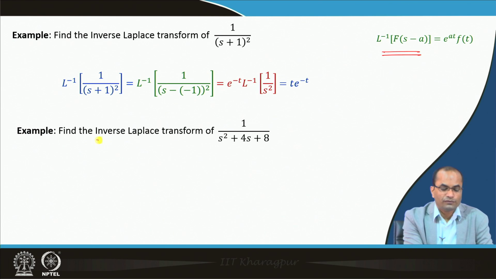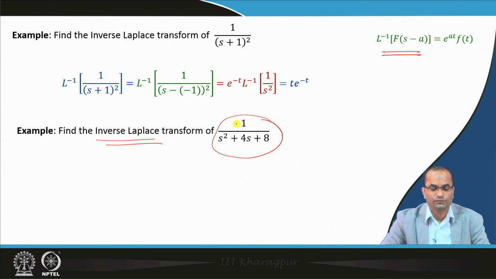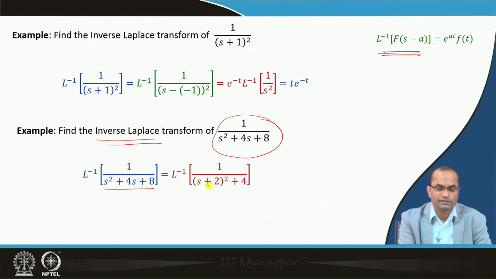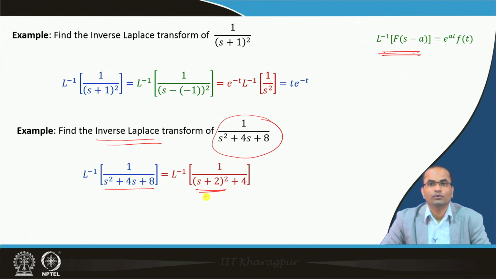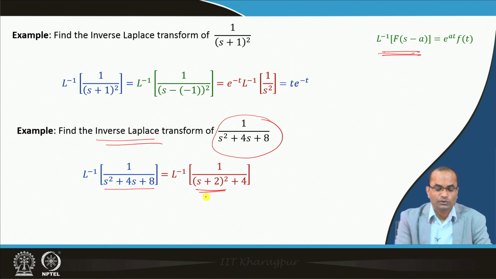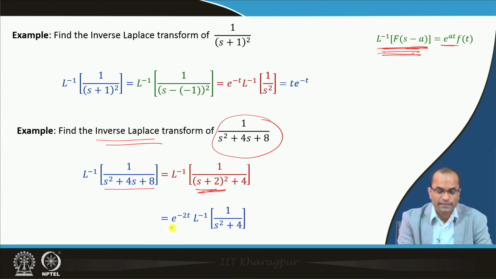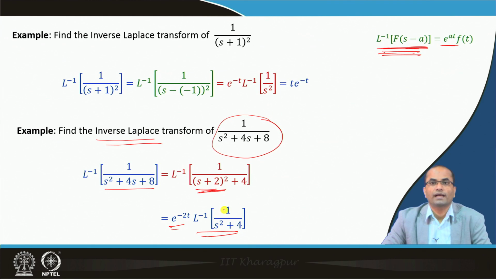For instance, we want to find the Laplace inverse transform of this 1 over (s square plus 4s plus 8). This also can be handled in a similar fashion, that we have this s square plus 4s plus 8, which is nothing but (s + 2) whole square plus 4. So, this s is just s plus 2 there, and we will now apply the shifting property to get this e^(−2t) outside, and then the Laplace inverse of 1 over s square.